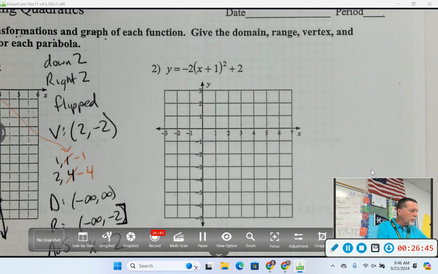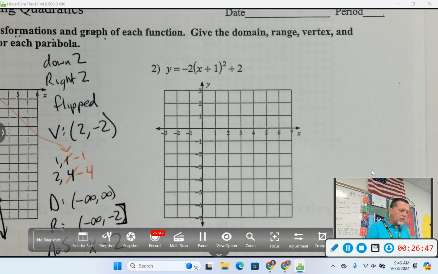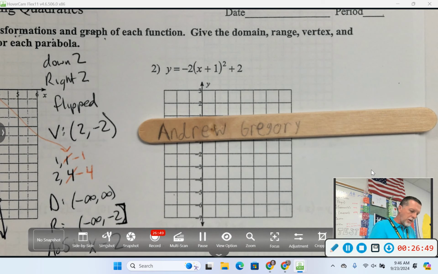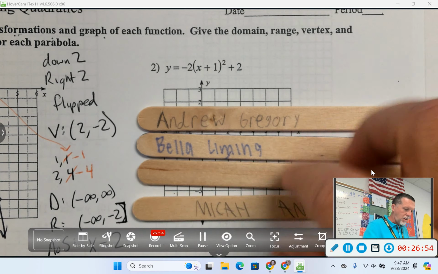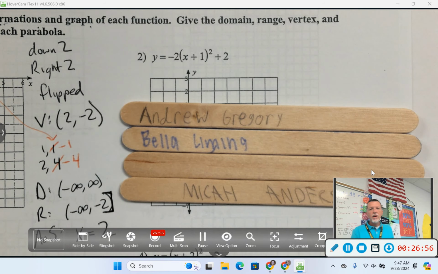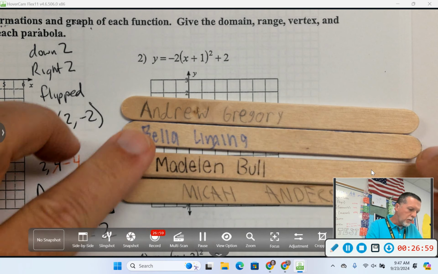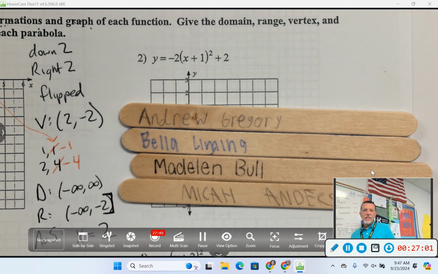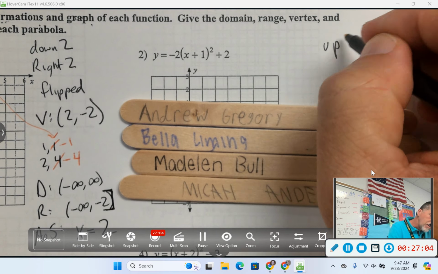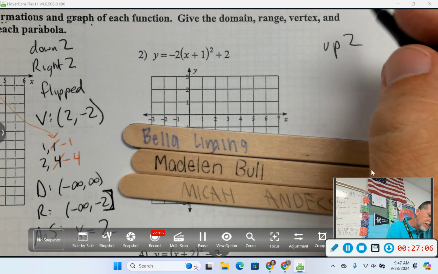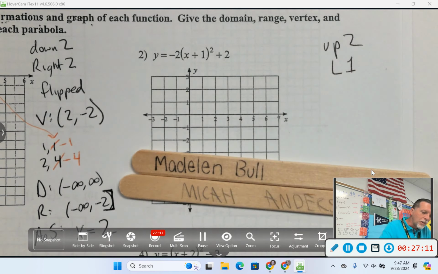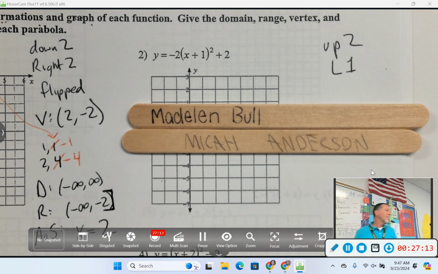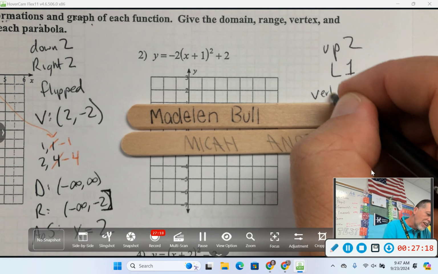Let's start number 2, and then I will leave you alone and see if you can finish it. And by start, I mean I'm going to pick on 4 people for the transformations. So, Andrew, give me one of the transformations. Up 2. Bella, what else? Left 1. This kind of puts Micah on the spot. He's got to just keep adjusting to what he's going to say. Madeline, how about, what else is going on? A vertical stretch.